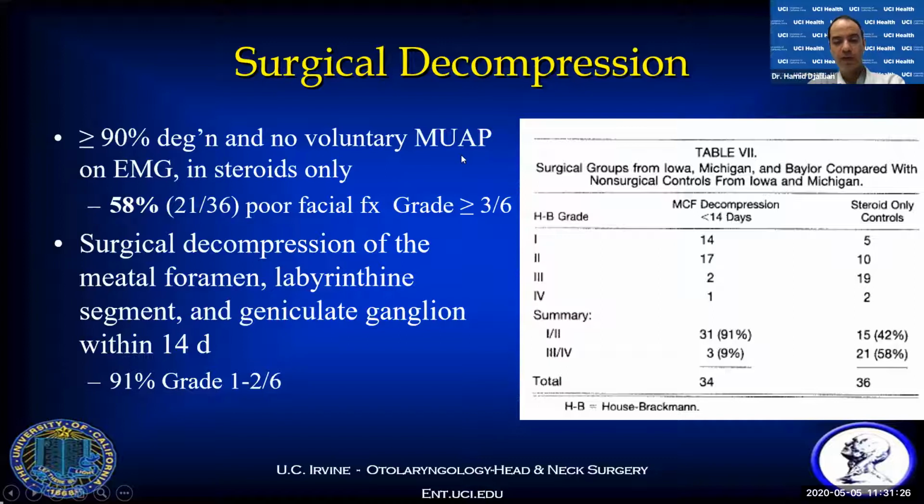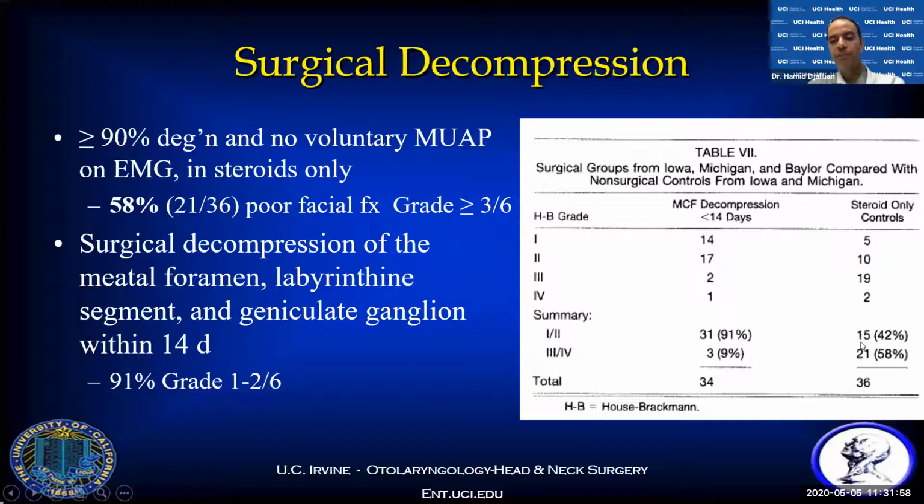So they looked at their patients who had greater than or equal to 90% degeneration, no voluntary action potentials on EMG, indicating that the nerve's not at least functioning, and it's not returning. Then some got the surgery, and some were steroid only, the patients who historically, or some of them decided not to get surgery. And the outcomes they had, this is comparing a grade 1 or 2, which is the favorable outcome, in the group that got surgery ended up doing better than the group that did not get surgery.